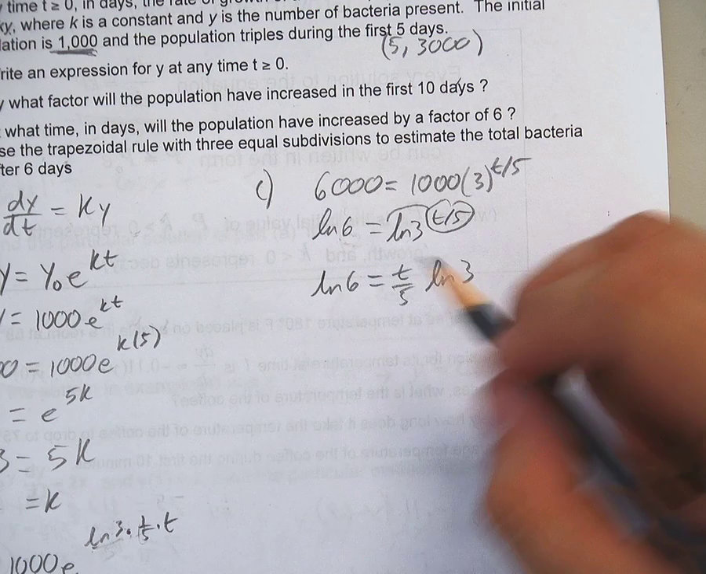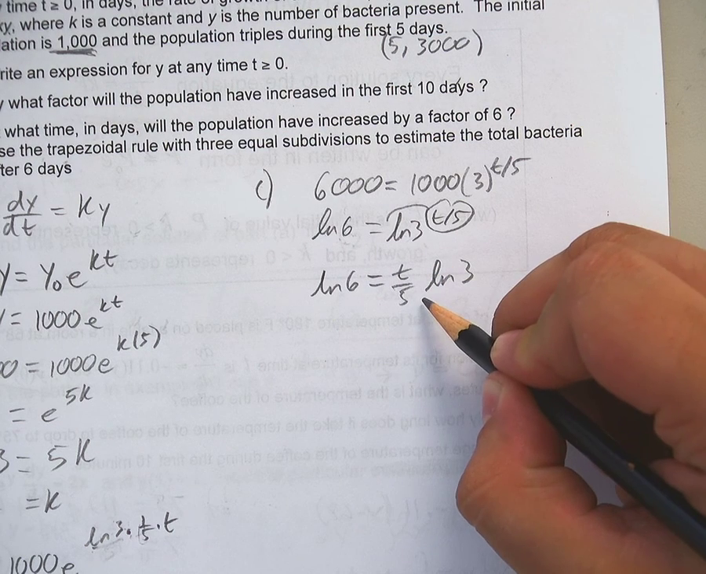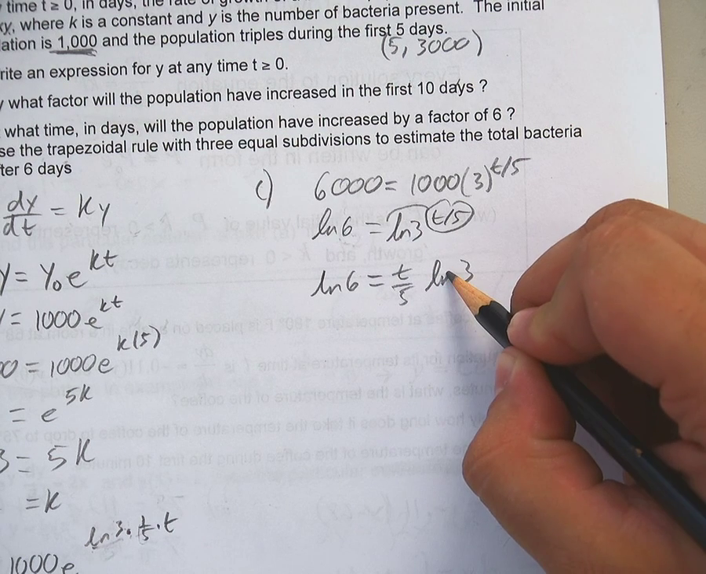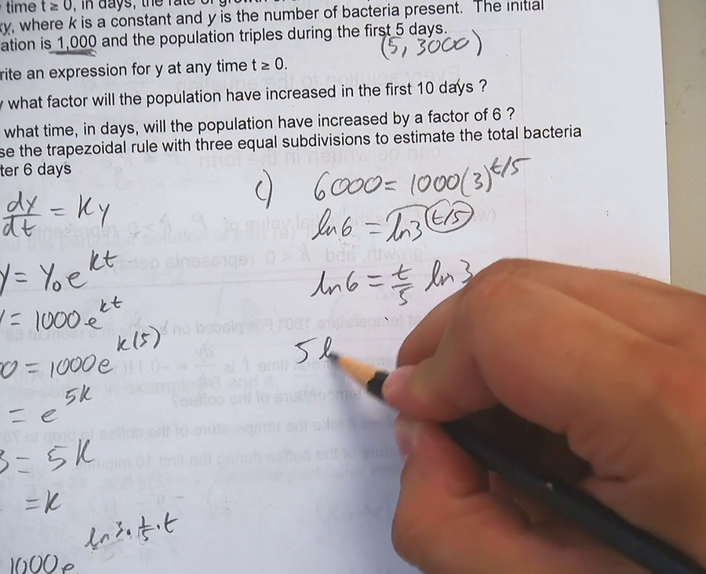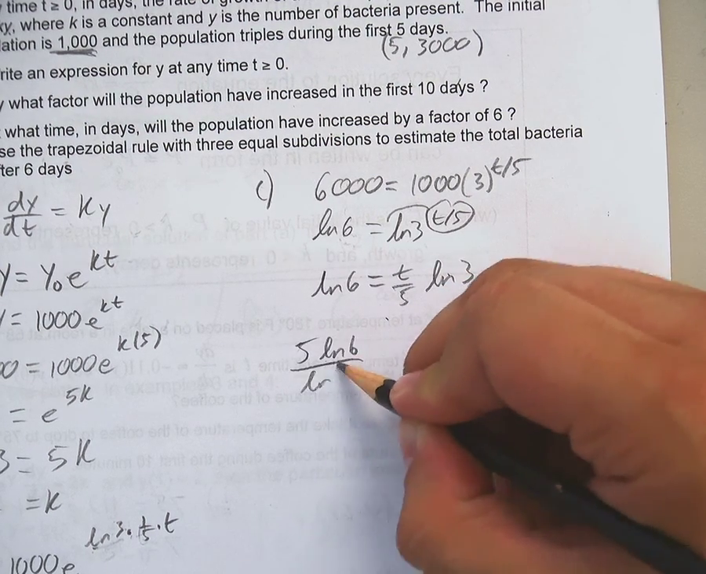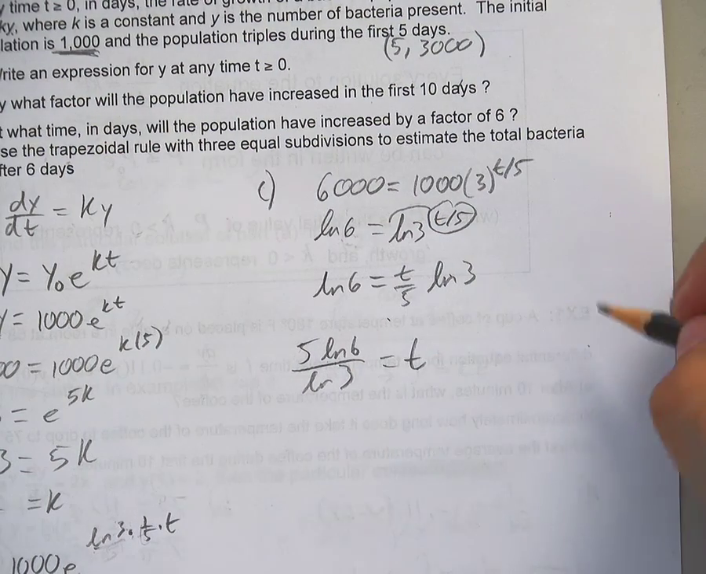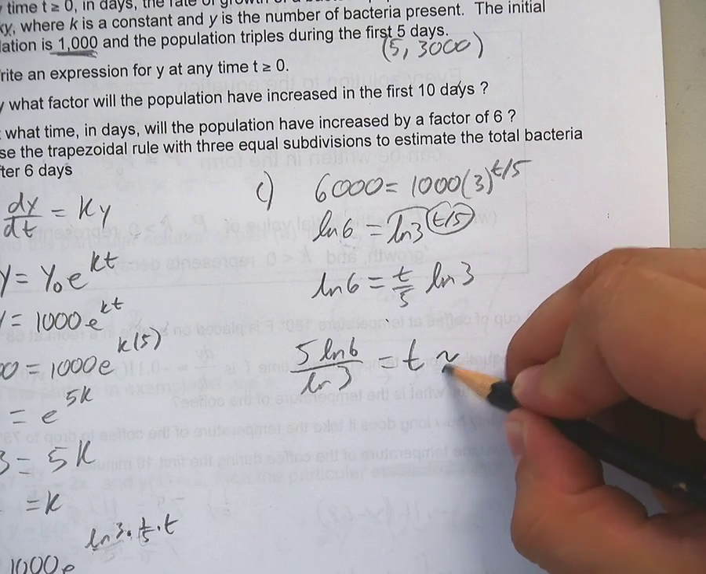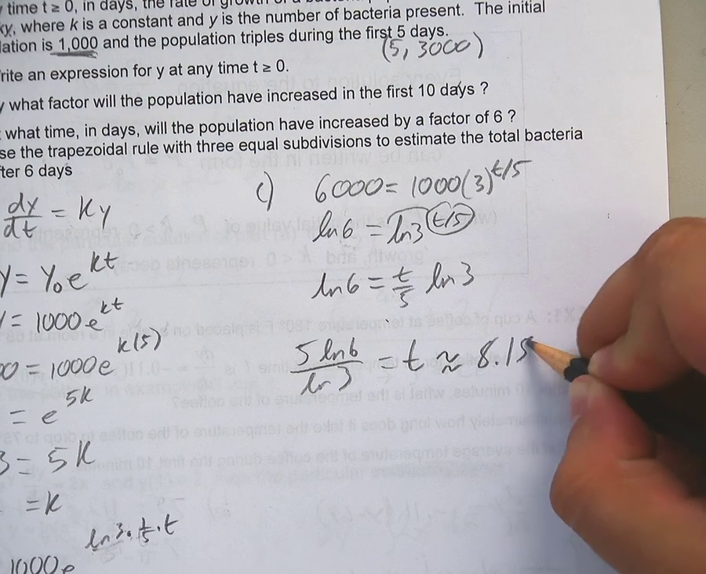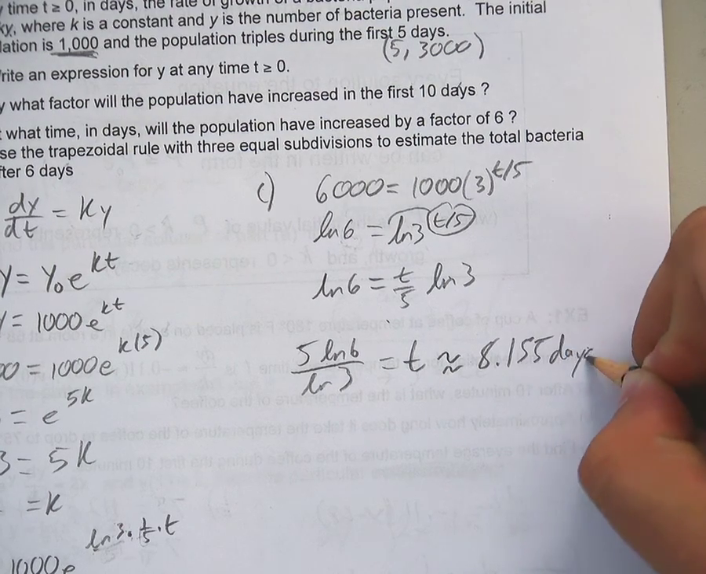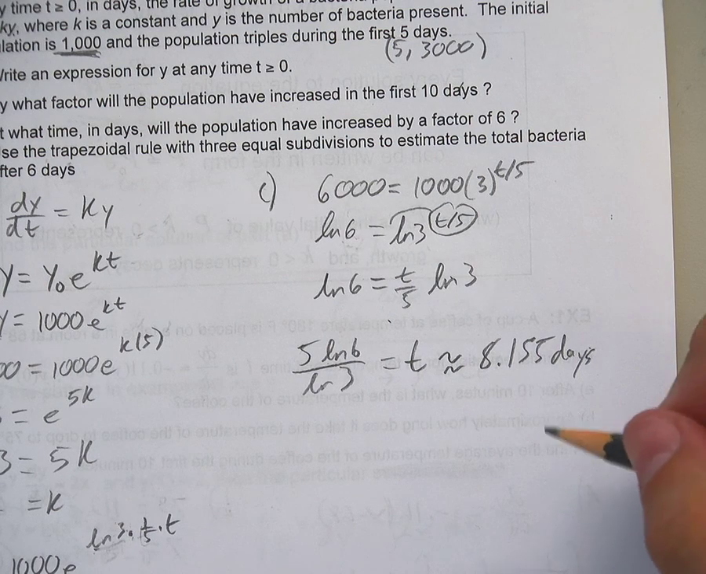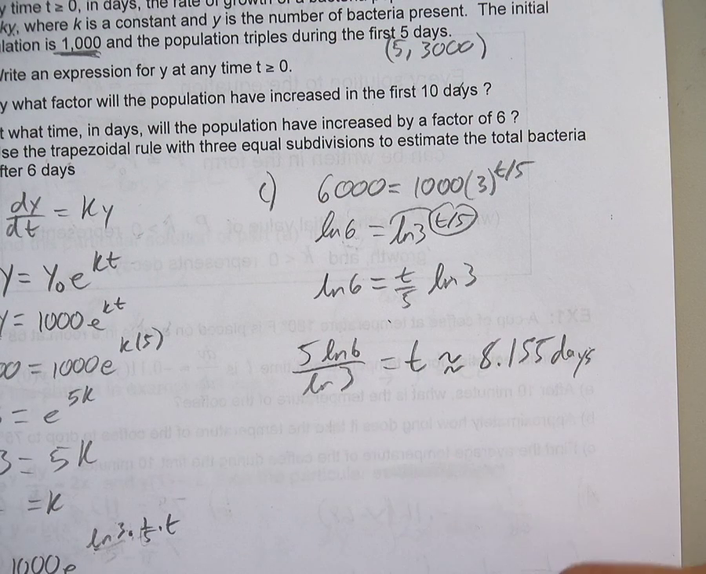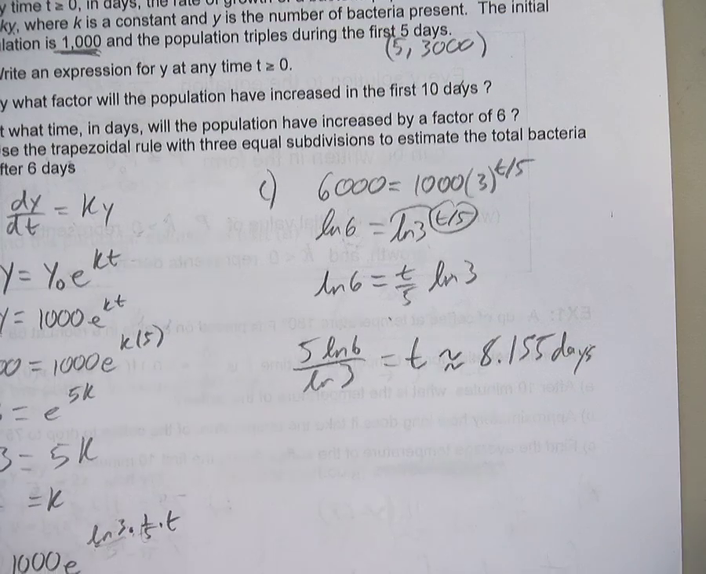Real quick, let's try and finish before he gets back. Divided by the natural log of 3 and times 5. 5 ln 6 over ln 3 equals t. That is approximately 8.155 days. So the population will increase by a factor of 6 in about 8.155 days.